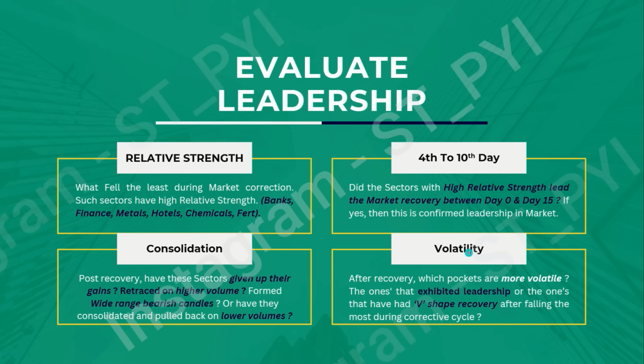Then the volatility. After recovery, which pockets are more volatile? The ones that exhibited leadership, that is the ones that had high relative strength, or the ones that had V-shaped recovery after falling the most during the corrective cycle. In the last 5 days, take up something like an ATR indicator, that is average true range, over the last 10-15 days. Compare with the rest of the market and compare with banks, finance, and metals. Again, the answer will be pretty clear.